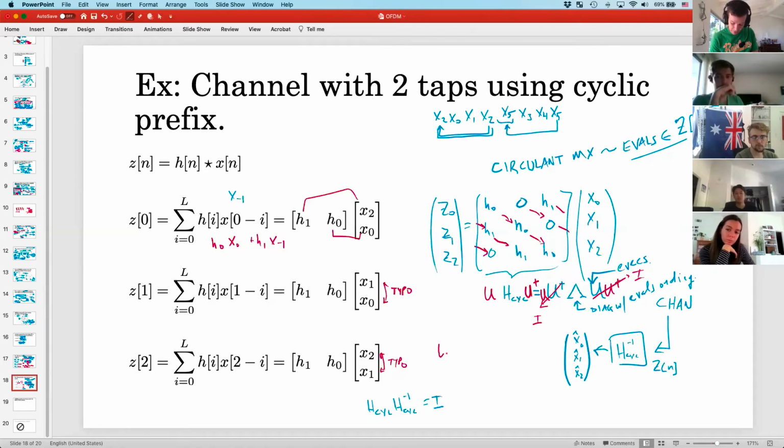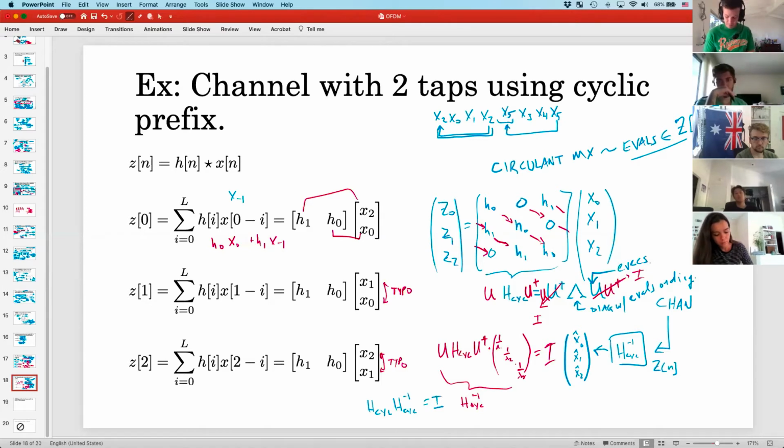So then I get U times H cyclic times U conjugate transpose times a matrix 1 over lambda 1, 1 over lambda 2, all the way to 1 over lambda n. That will give me identity here, which means that this is H cyclic inverse. So if you knew the eigenvectors and you knew the eigenvalues, then this is a really quick way to invert your circulant matrix.